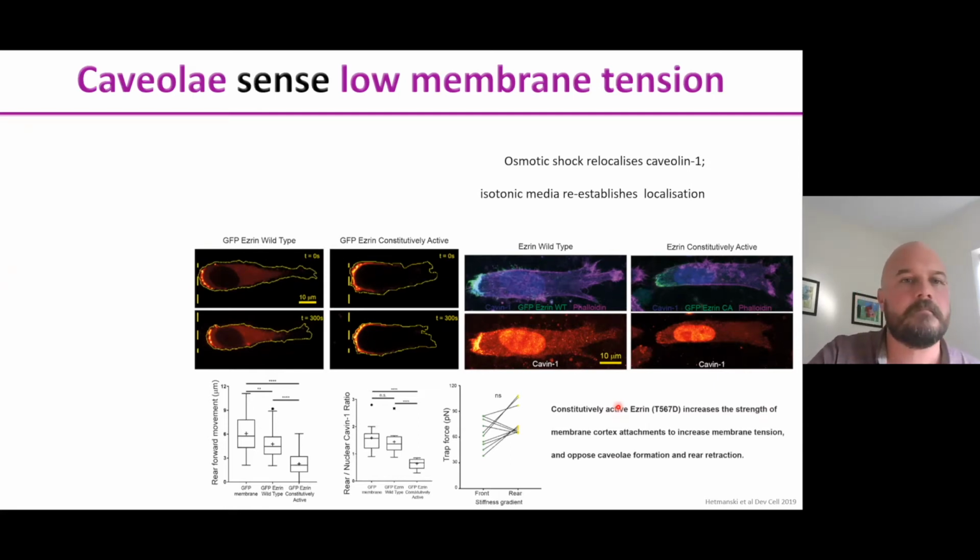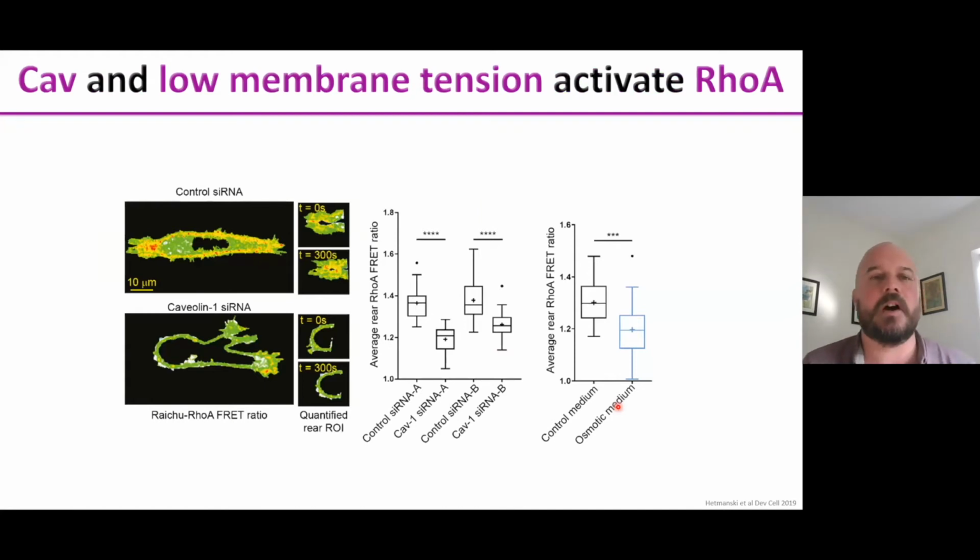But what we next wanted to get a handle on is how this might contribute to cell motility and rear retraction. So we used FRET probes to read out RhoA activity, and you can see, as you'd expect, we have high levels of RhoA activity, specifically around the rear of cells moving in 3D matrix. However, if we knock down caveolin 1, we can decrease the level of active RhoA at the rear. And similarly, if we use the osmotic medium trick, we can decrease RhoA activity, specifically around the cell rear. So it looks like low membrane tension and caveolae are required for RhoA activity at the cell rear.